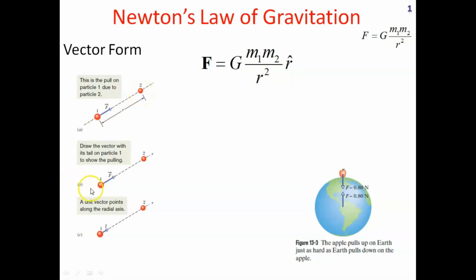R cap is a unit vector that starts from 1 and is directed towards particle 2. So here we draw a vector with tail at the center of particle 1 directed towards particle 2, where r is the distance between the two particles. Now if we want to write the equation in terms of a unit vector, I need to show a unit vector r cap, whose magnitude is obviously unity, and the magnitude of the force is G m1 m2 upon r square.